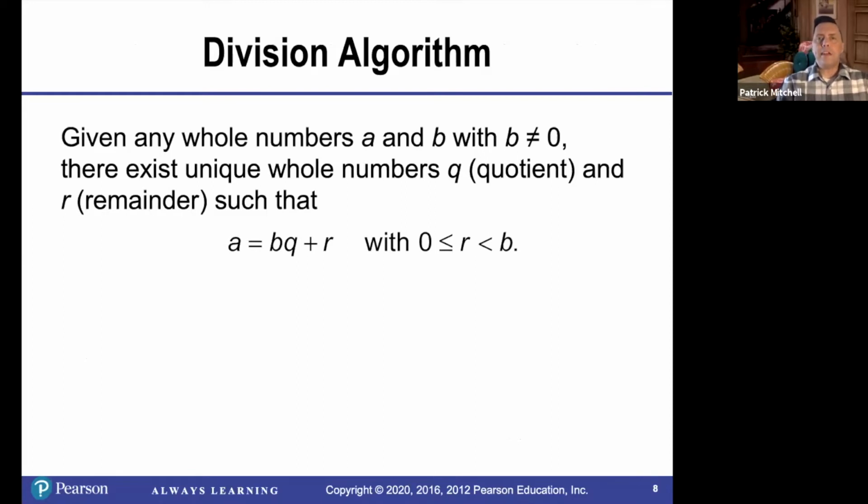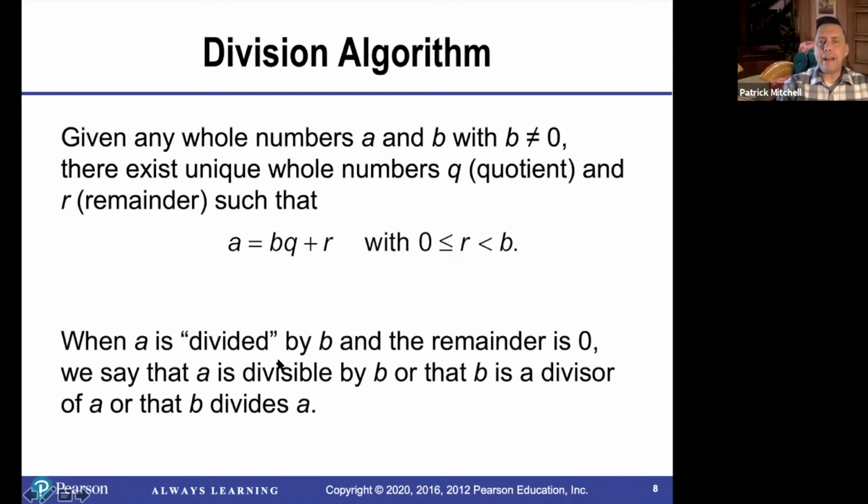Given any whole numbers A and B, with B not equal to 0, there exist unique whole numbers Q, which is the quotient, and R, which is the remainder, such that 2 things are true. Number 1, A is equal to BQ plus R. And number 2, R has to be at least 0 and less than B. So for example, when you divide a number by 8, the remainder has to be a number 0 through 7. That's what that's saying.